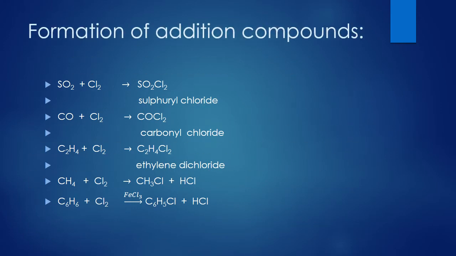Formation of addition compounds. This chlorine just goes on to add into some of the reactants to give you the addition compound. Here are examples: sulfur dioxide, carbon monoxide. So in sulfur dioxide, when chlorine is added, you are getting the product called sulfuryl chloride. Likewise, carbon monoxide, when it is treated with Cl2, you are getting the product called carbonyl chloride, or it can be called phosgene.